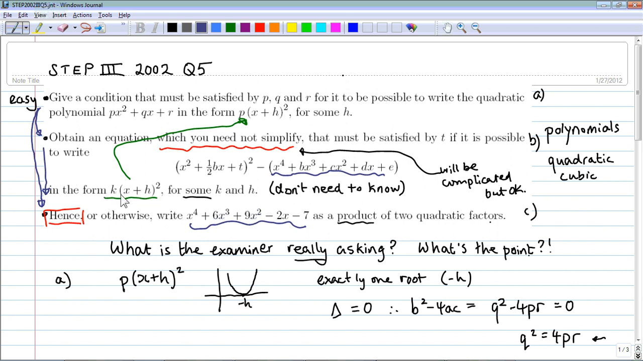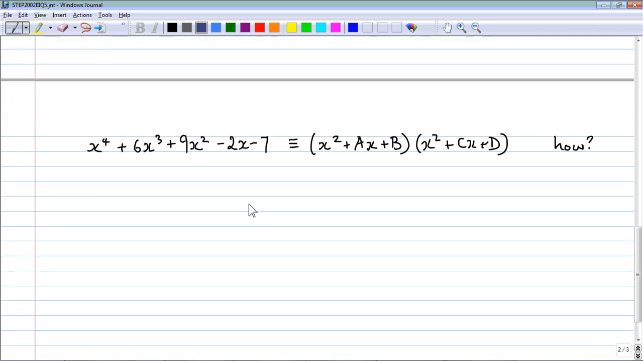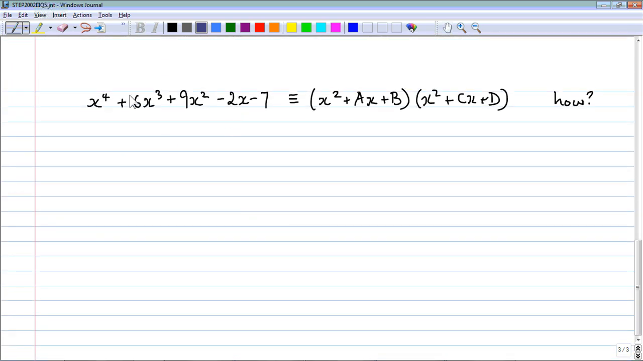We know that must be possible. But what they're asking us to do is to write the blue underlined quartic here as a product of two quadratic factors. But if I write this minus this equals (kx + h) squared, what I've got is this quartic polynomial as a difference, not a sum, of two quadratic factors. So let me try and explain that visually as well as with words.